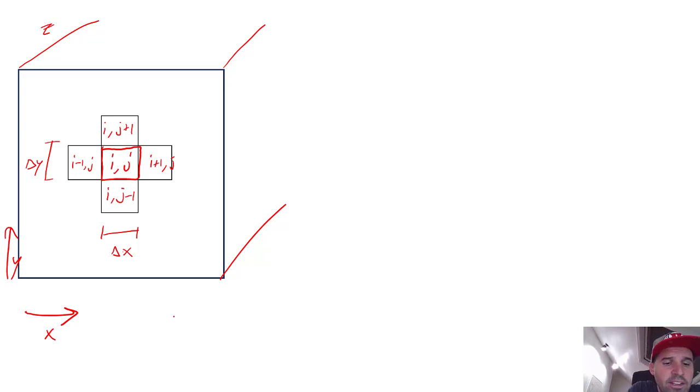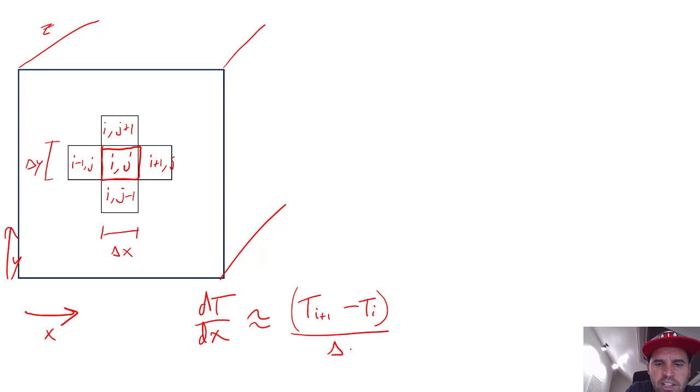And so when delta x and delta y are really small, we can make this approximation that dT/dx is approximately T_{i+1} minus T_i divided by delta x. So this is the finite difference approximation of the first derivative of temperature with respect to x. And we'll be doing the same thing in the y direction. So with that in mind, let's define an energy balance here.